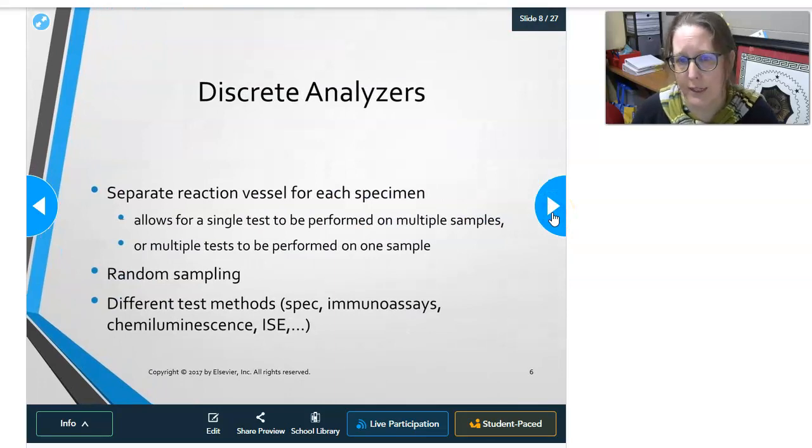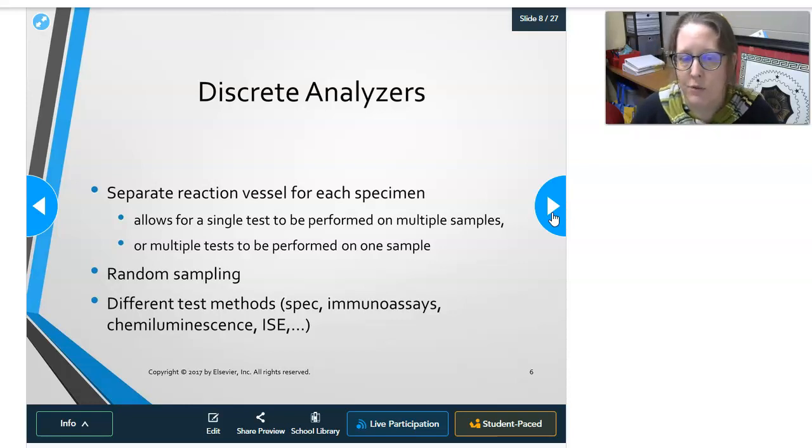And then the discrete analyzers. These are really the format of the big analyzers that you would think of when you think of a big chemistry analyzer. You have a separate reaction vessel for each specimen in each test. A lot of times that reaction vessel could be a built-in cuvette that's rewashed, or it can be a disposable cuvette. So it can allow for a single test to be performed on multiple samples, or multiple tests on one sample, or even multiple tests on multiple samples.